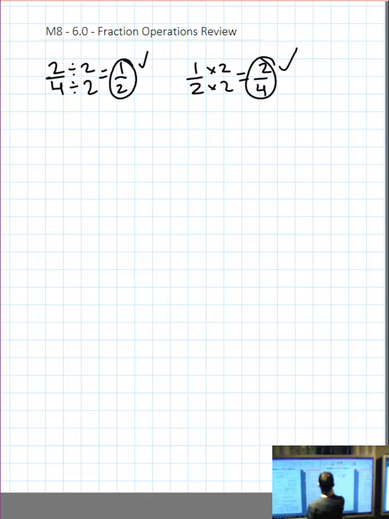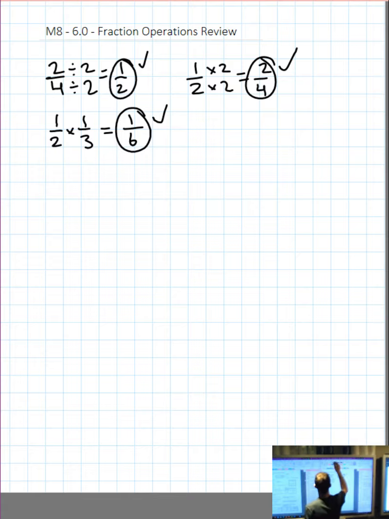Multiplying the fractions, 1/2 times 1/3, simply multiplying the tops and multiplying the bottoms. 1 times 1 is 1. 2 times 3 is 6. And again, check your answer on your calculator.